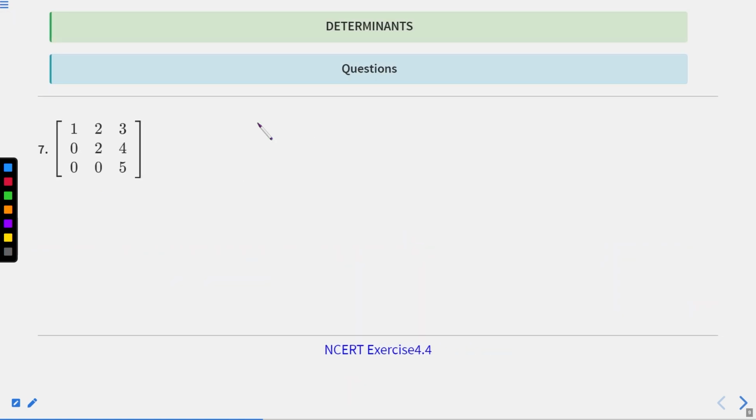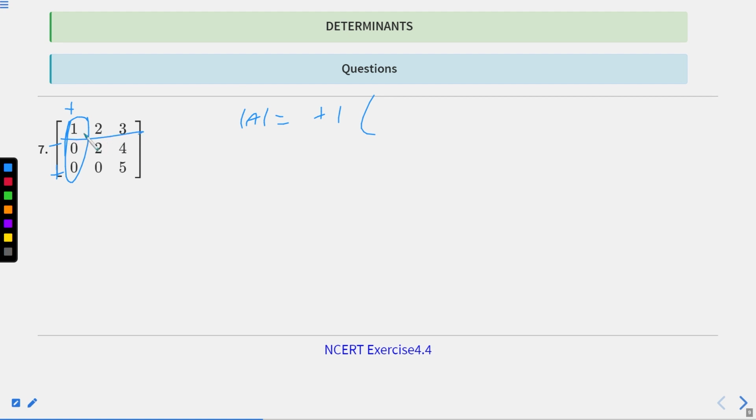Problem number 7. For this, quickly let us find the determinant of A. I'll be expanding the determinant of A using this column, as we are having maximum zeros over here. First of all, find the signs. The signs will be plus, minus, plus. As you can see, 1 1 is plus, 2 1 is an odd position, so minus, and 3 1 is even, so plus. So the 1 0 0 will be eliminated.